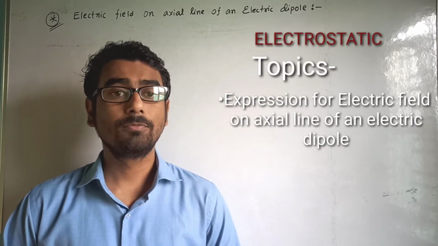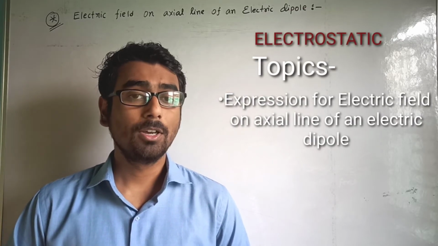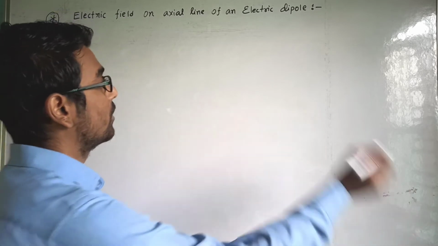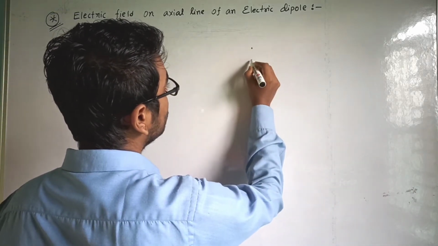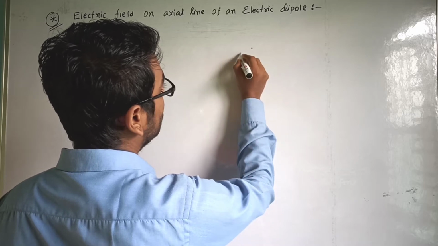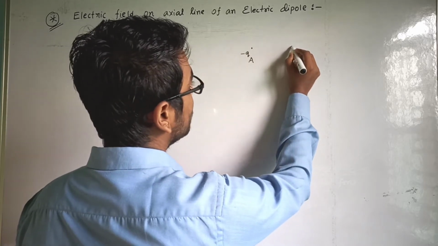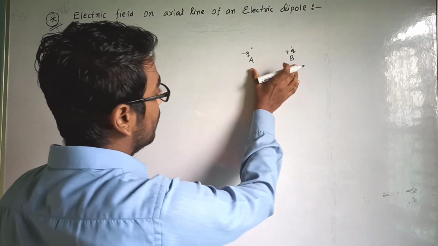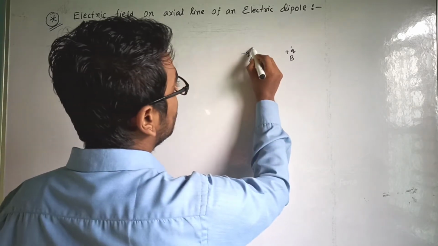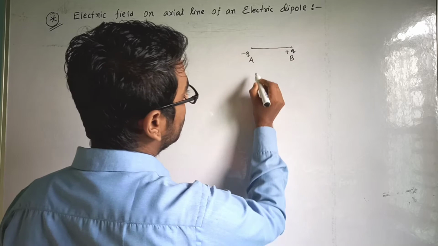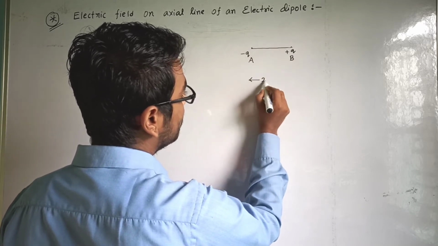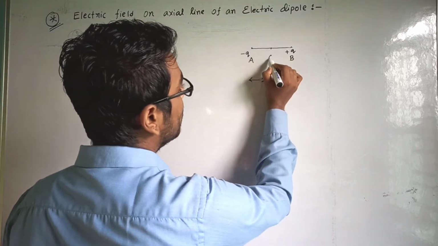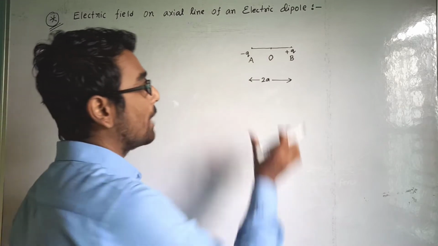Welcome dear students. Today we will derive the expression for electric field on an axial line due to electric dipole. So first of all, suppose at point A minus Q charge is there and at point B there is plus Q charge. Okay, so AB is forming a dipole. Suppose the whole length be 2A. Length of the dipole is 2A and O be the midpoint of the dipole.